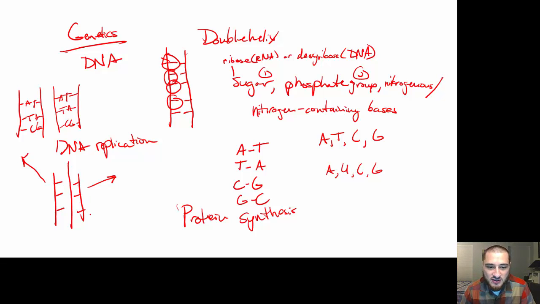So with protein synthesis, instead of our one DNA making two DNA, we have a DNA strand, which is going to help us make an mRNA strand. And this process is called transcription.